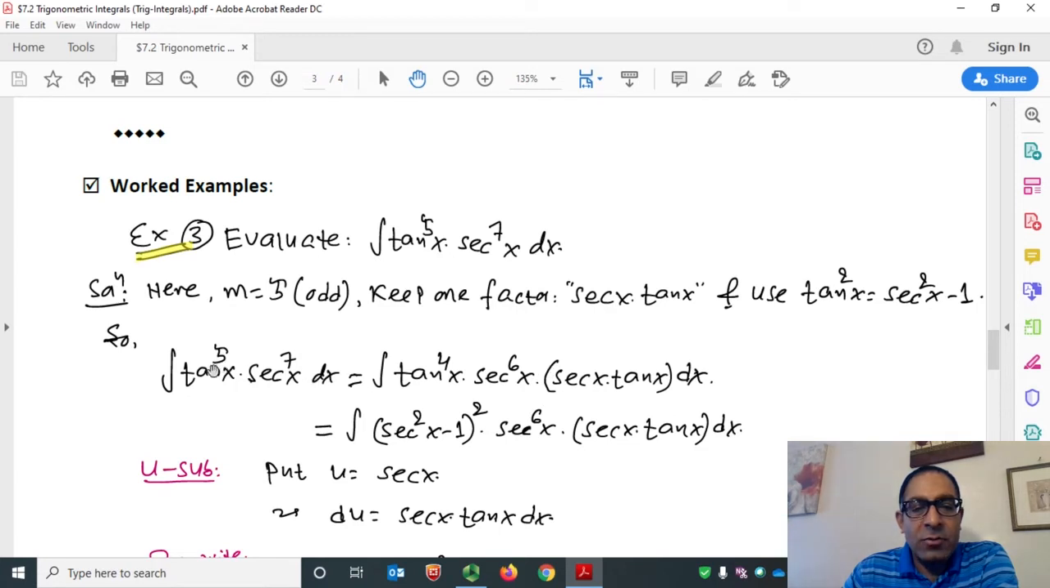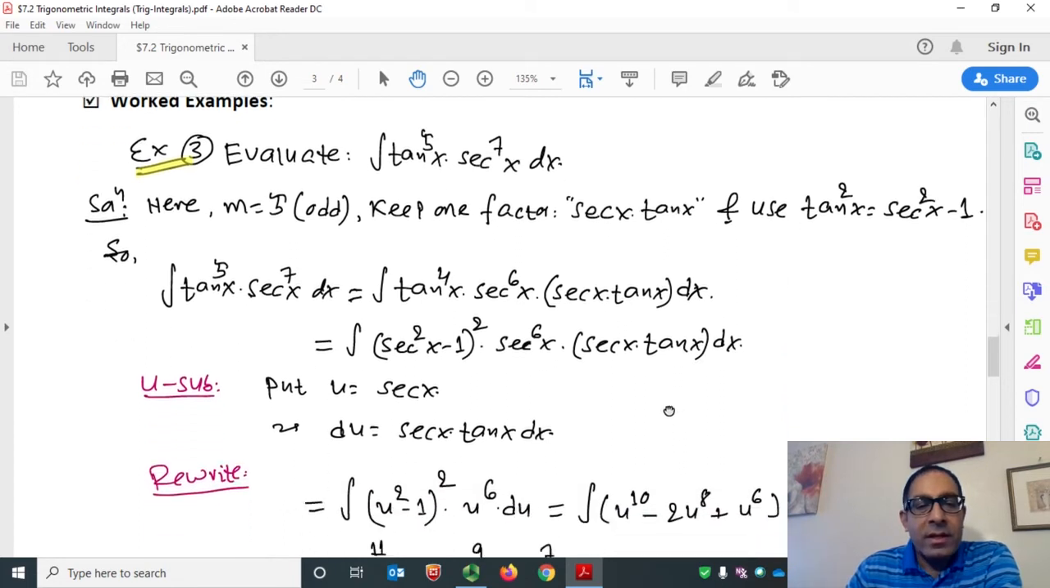So then how many are left here? Tan to the power 4 x and secant to the power 6 x. Then use this identity. This tan to the power 4 is tan squared, squared. So tan squared becomes secant squared x minus 1, and its whole square. Secant to the power 6 x as it is, secant x tan x as it is, dx as it is. I hope it makes sense to you all.